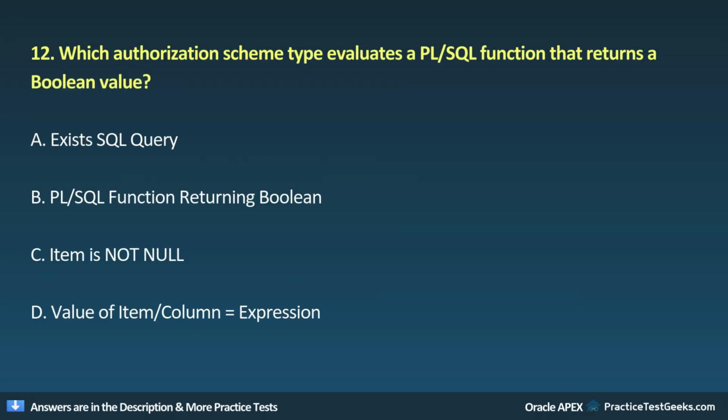12. Which authorization scheme type evaluates a PL/SQL function that returns a Boolean value? A. Exists SQL query. B. PL/SQL function returning Boolean. C. Item is not null. D. Value of item column equals expression.